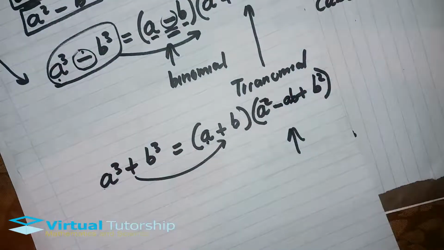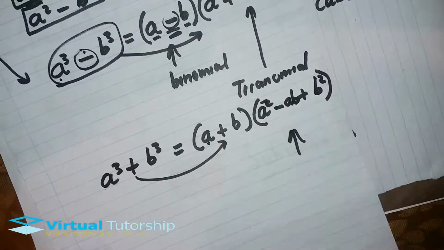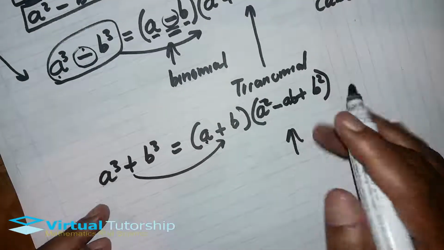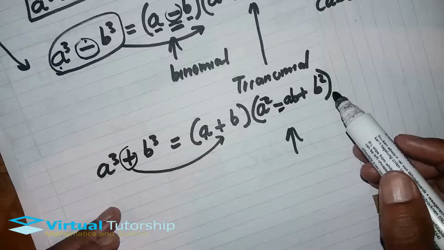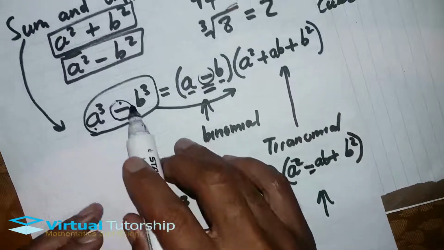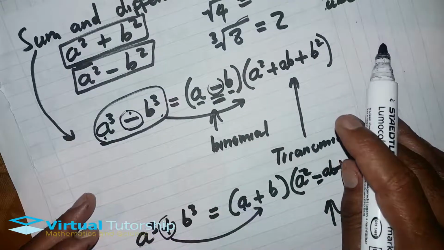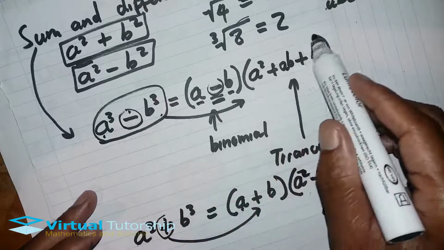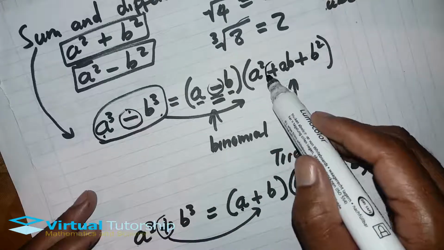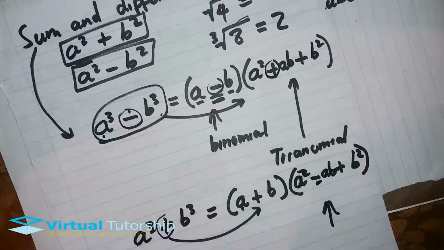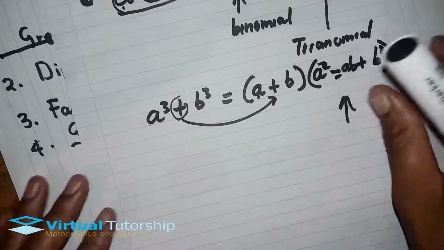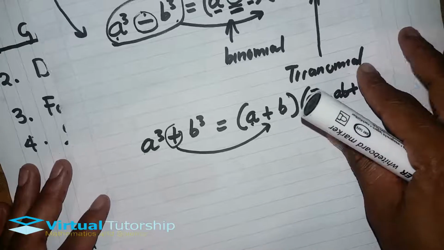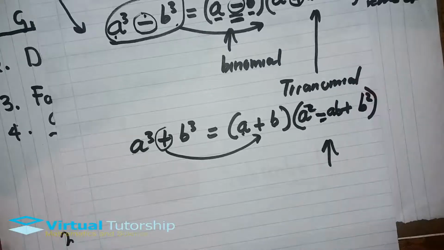It's the same as the previous one, you just have to mind the signs. If it says plus, this sign becomes negative. When dealing with the difference of two cubes, on the trinomial bracket the middle term is a positive sign. So yeah, this is how to do the difference of two squares and the sum and difference of two cubes.